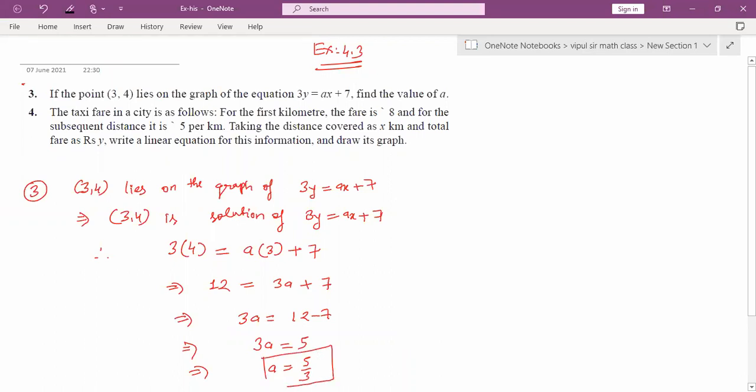Any confusion in this one? As it is given that the point lies on the graph, that means it is the solution of the given equation. Solution means it satisfies the equation. If it is given in the form of a point, the first one is the x-coordinate and the second one is the y-coordinate. So the first value is for x, the second is for y. Just substitute the values of x and y in the given equation and solve it for a, so that you will get the value of a equals 5 by 3. Is there any confusion in this one? If anyone has any confusion, tell me. Is it clear?